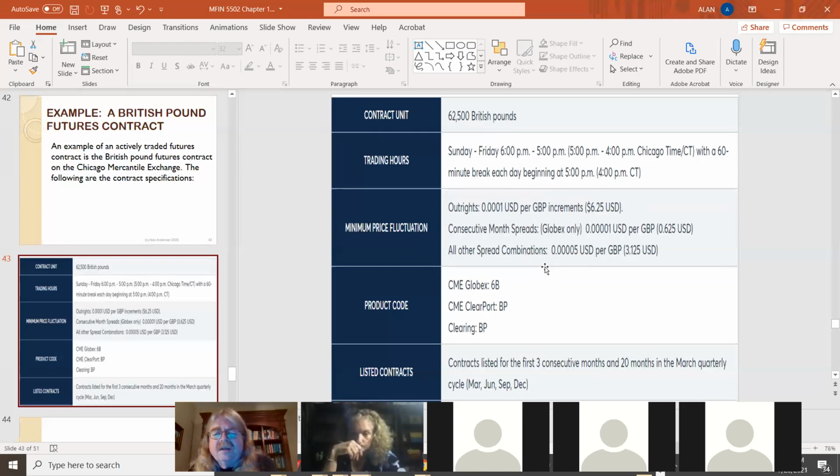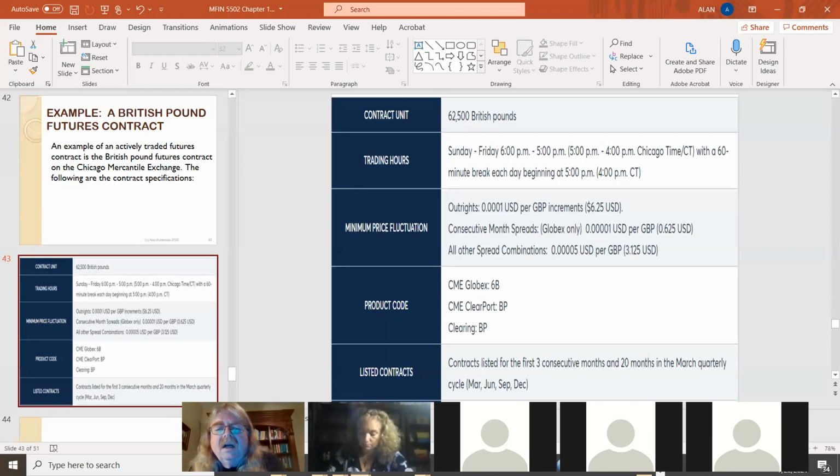These are the details about the product code. And the delivery months are March, June, September, and December. So if I want to buy British pounds for delivery in March, June, September, or December, I can certainly have that. But if I don't want one of those months, then I'm kind of out of luck. So this is what I meant before by saying you've got to take what they have.